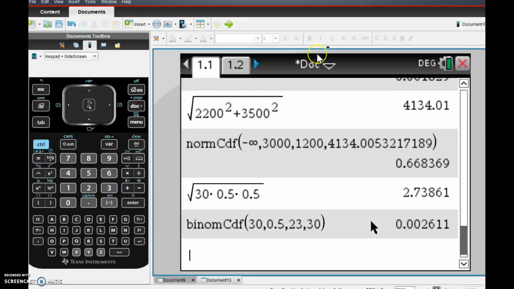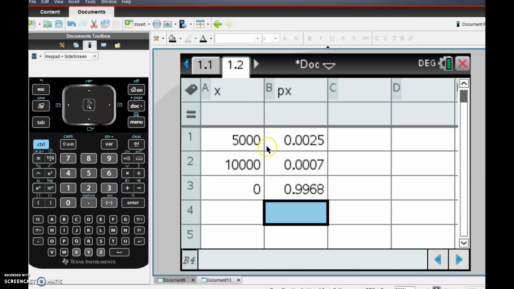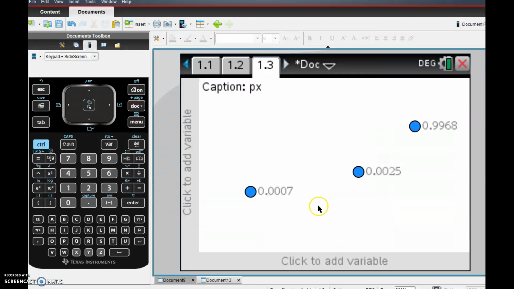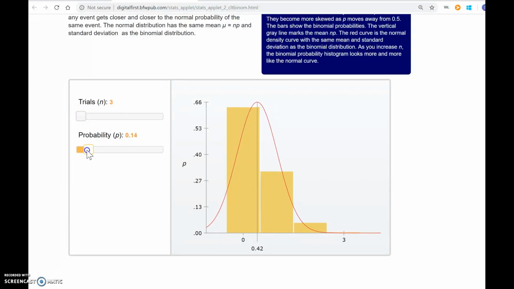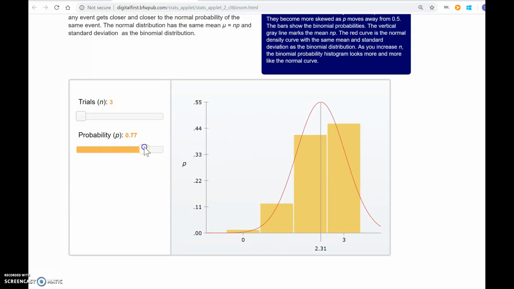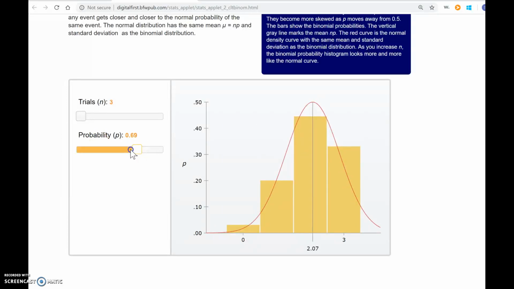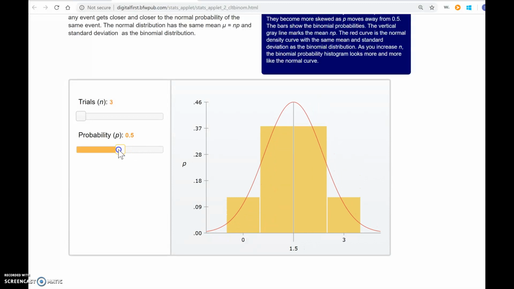This program just does it really quick and easy. For us to do it on the calculator, we'd have to create a table, calculate the binomial probabilities, open up a new graph. We'd have to do all of that. This just does it in a snap. So as you can see, sometimes the distributions are skewed to the right. Sometimes the distributions are skewed to the left, depending on the probability. Sometimes they're kind of symmetric.